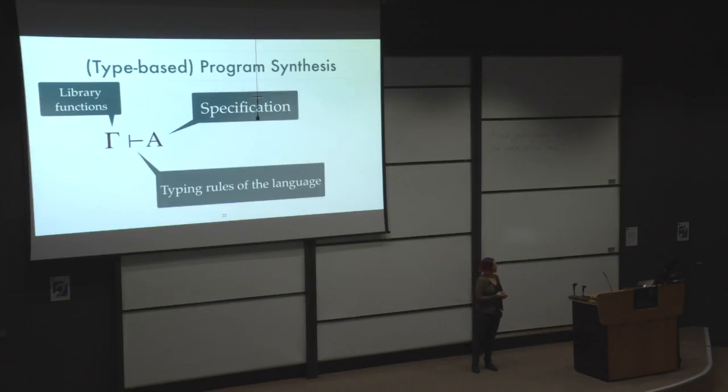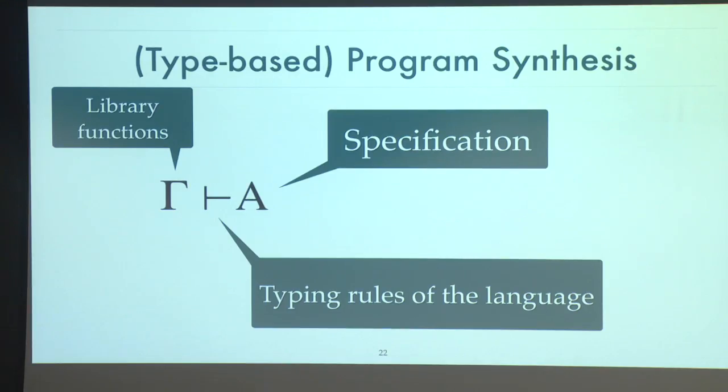This is a particular flavor of program synthesis that has recently emerged and taken off, called type-based synthesis, where we treat a type as a specification, usually enriched with some kind of dependent or refinement types. Then we supply a specification, perhaps some set of library functions out of which we can assemble our programs, and we supply the typing rules of the language as something that's fixed as part of the language definition.